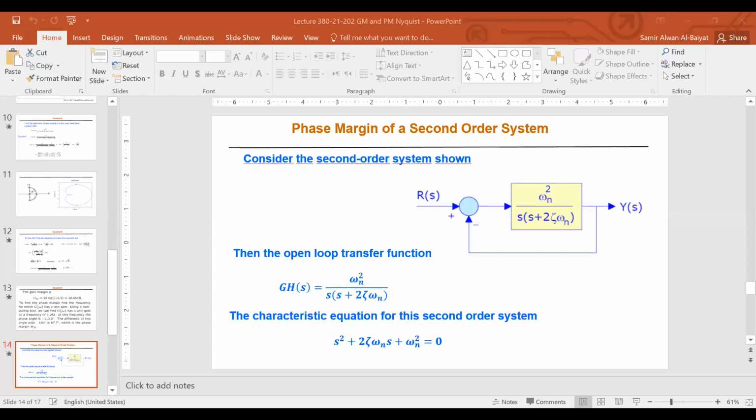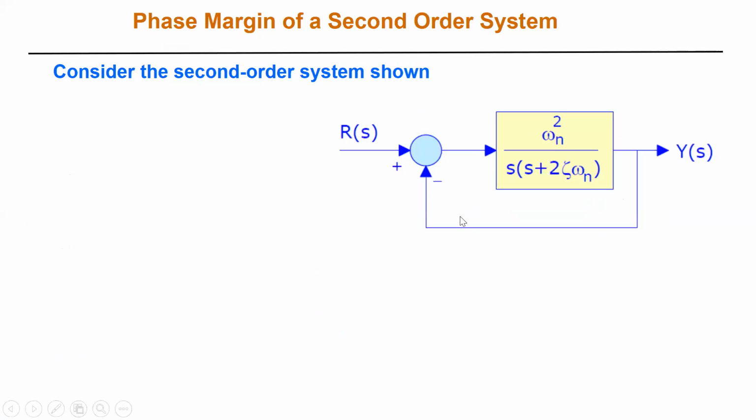So today we would like to relate the phase margin to the system parameter for the second order system. In particular, we would like to relate the phase margin to zeta, which clearly means that in the time domain, there's a relationship between the phase margin and how much overshoot you will be tolerating in your system.